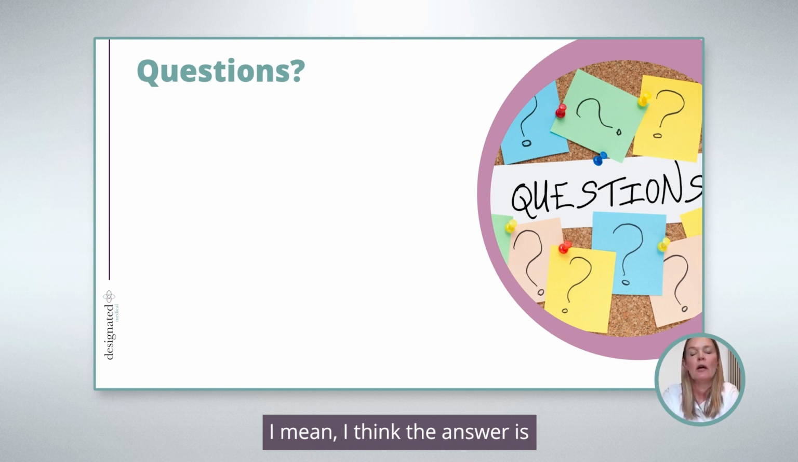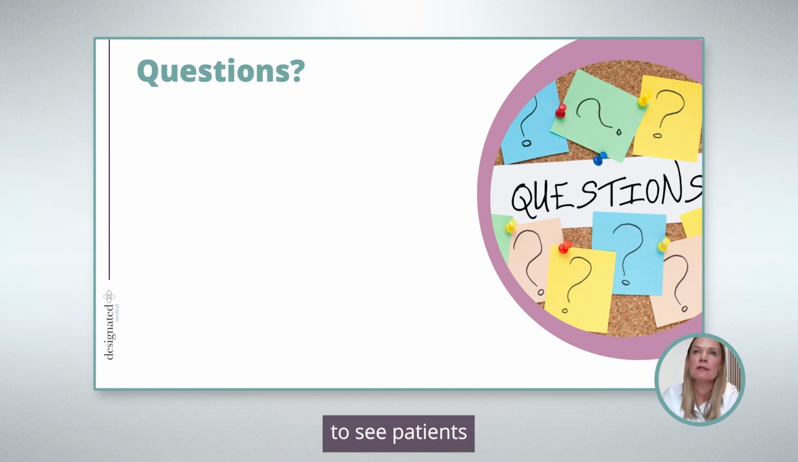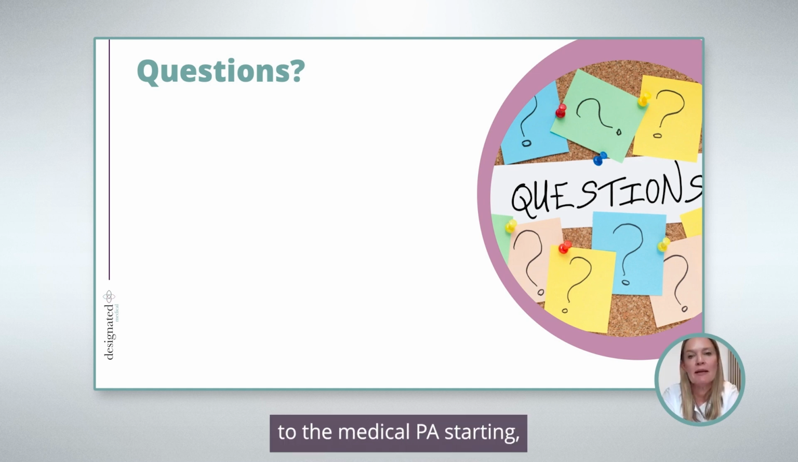I think the answer is you need to have a medical PA available when you launch to manage your practice for you. So if you're planning to start seeing patients, say on the 1st of July, you would need to make sure that your medical PA was all set up and ready to deal with those inquiries and manage those patients before the 1st of July. Important to remember that prior to the medical PA starting, you would need to set up the patient management system.